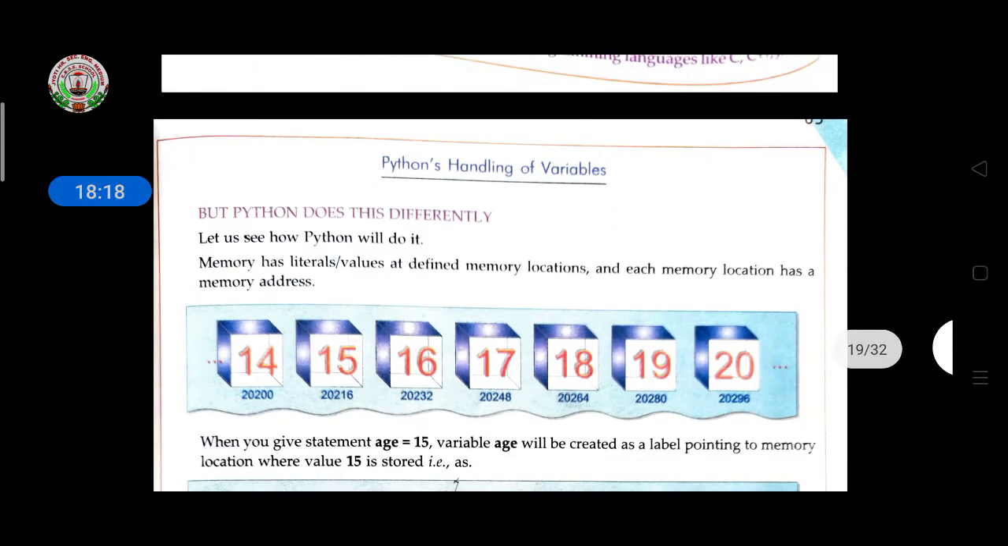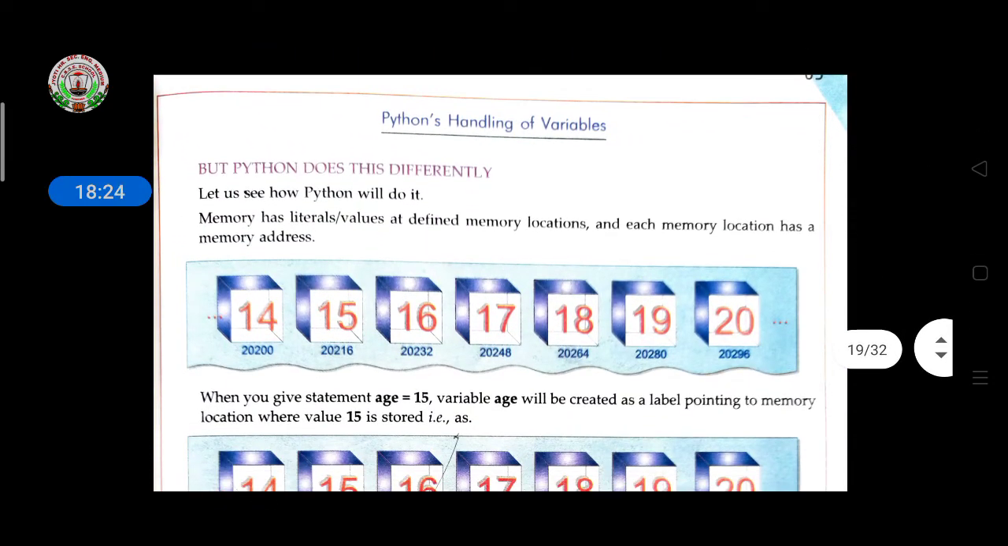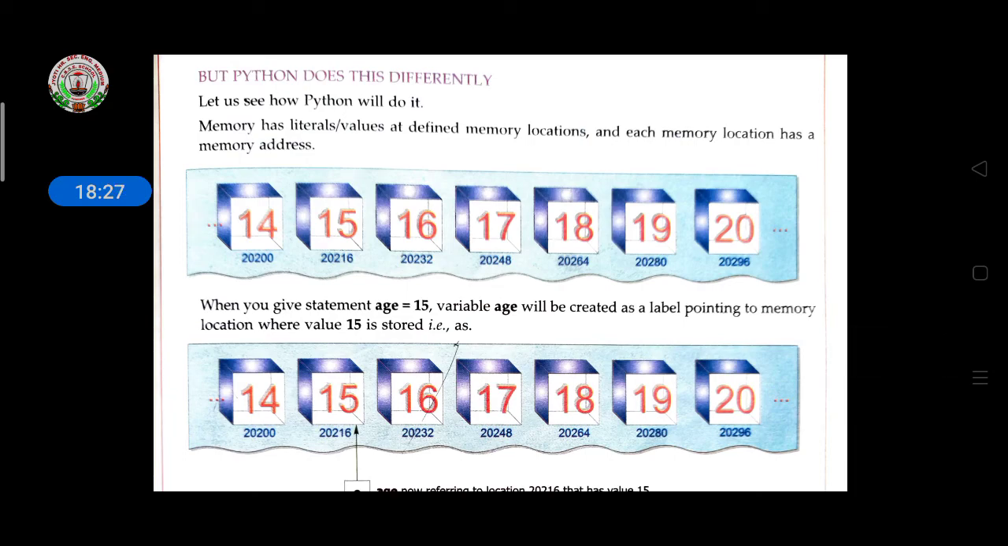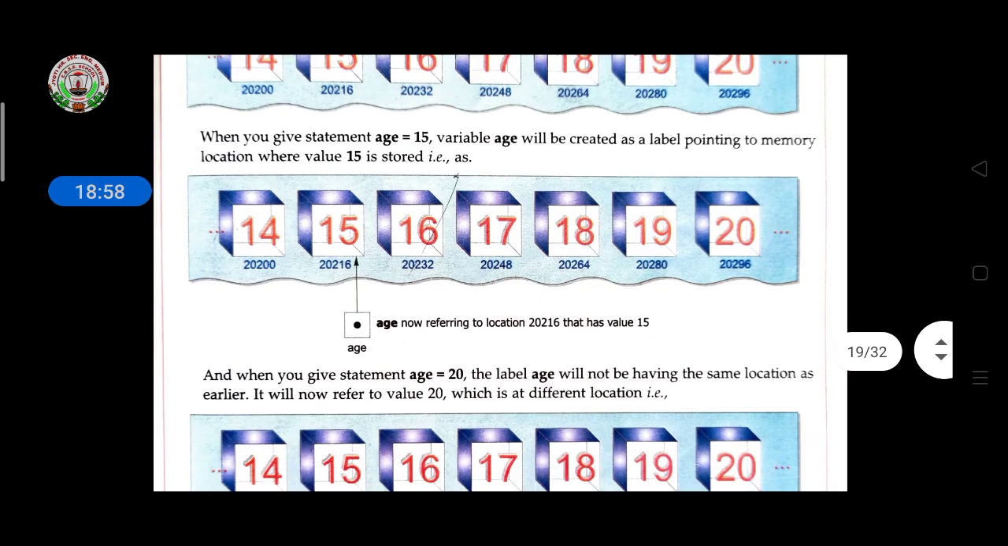But Python does not do this. In Python, memory holds literal values at defined memory locations, and each memory location has a memory address. So here 14 is at memory location 20200, and 15 is at memory location 20216. When you give the statement age equal to 15, the variable age will be created as a label pointing to the memory location where 15 is stored. So here 15 is stored at 20216.